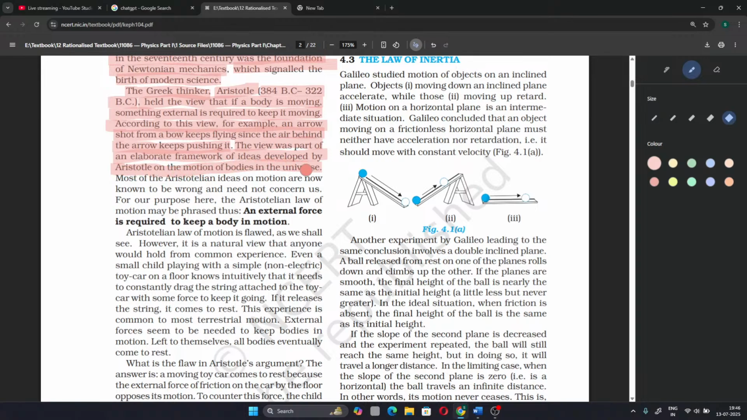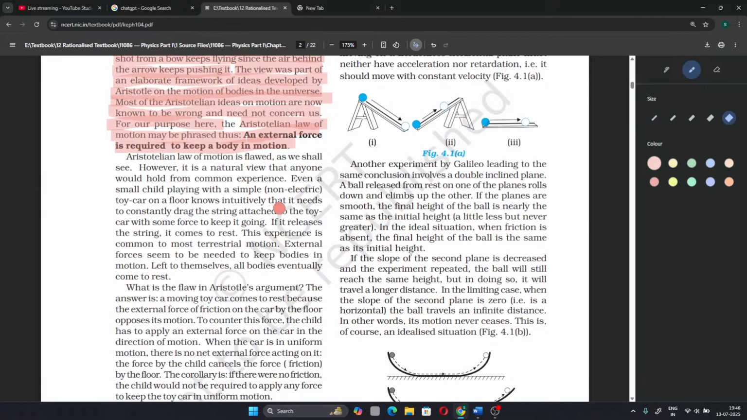The view was part of an elaborate framework of ideas developed by Aristotle on the motion of bodies in the universe. Most of Aristotle's ideas on motion are now known to be wrong and need not concern us. We don't need to read about them. For our purpose here, the Aristotelian law of motion may be phrased thus: an external force is required to keep a body in motion. That is the law here.